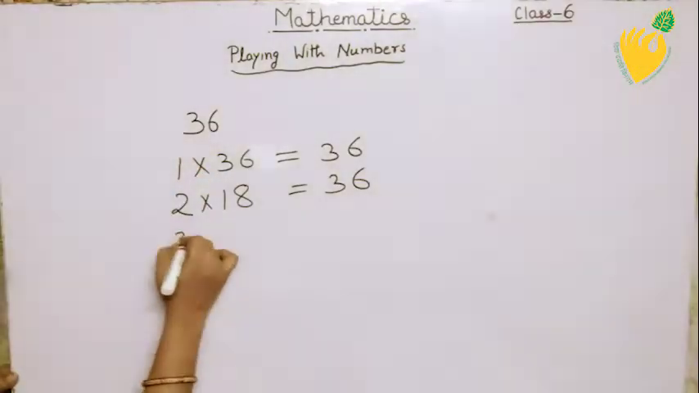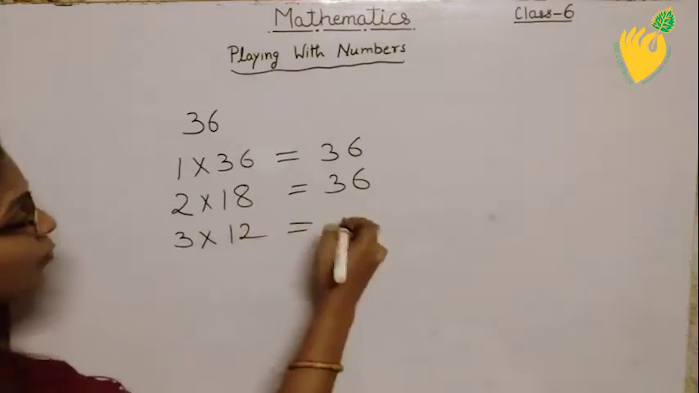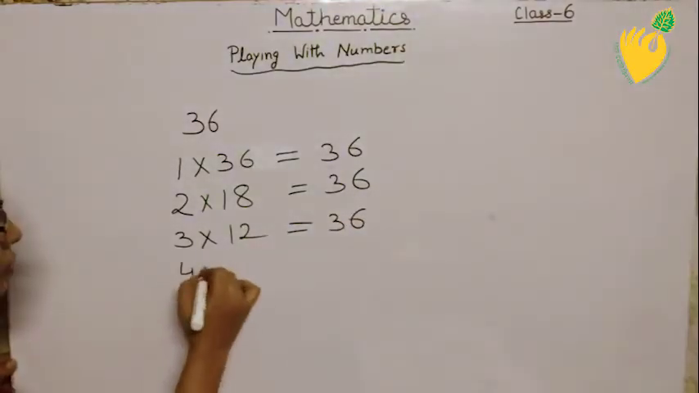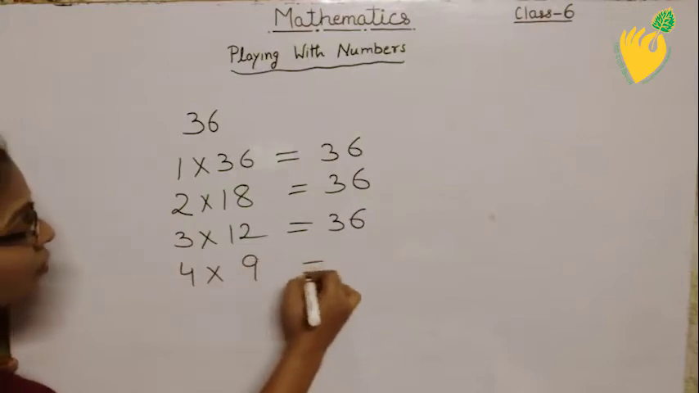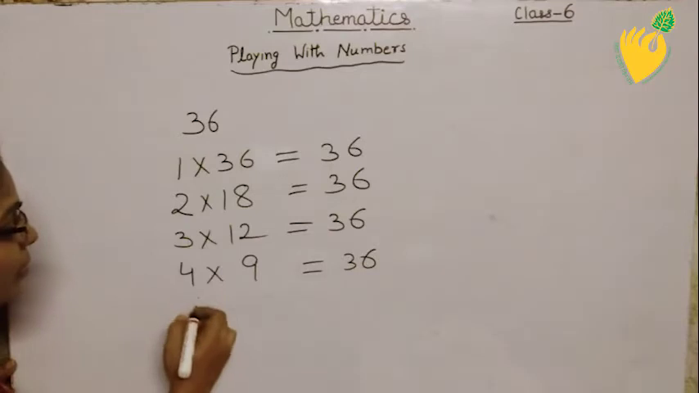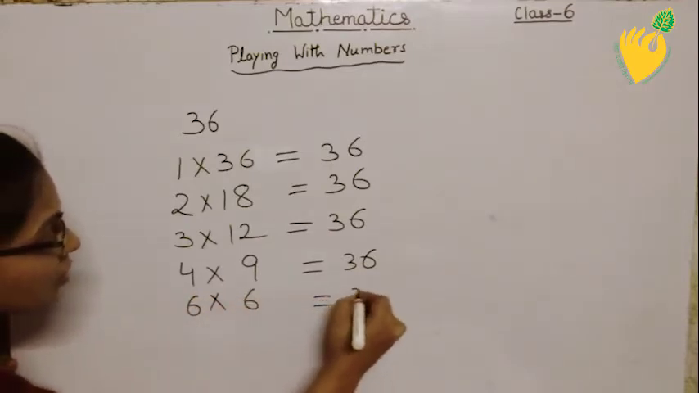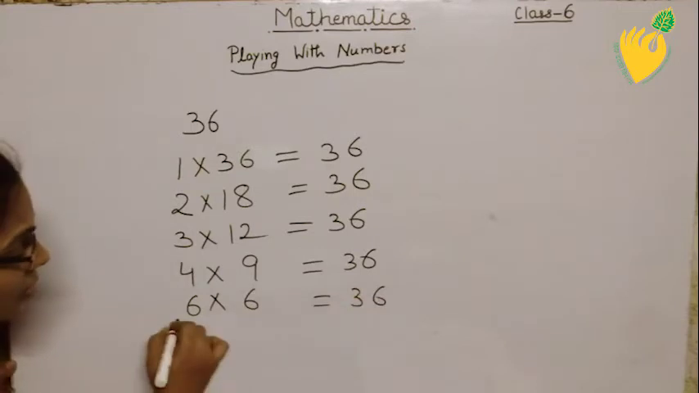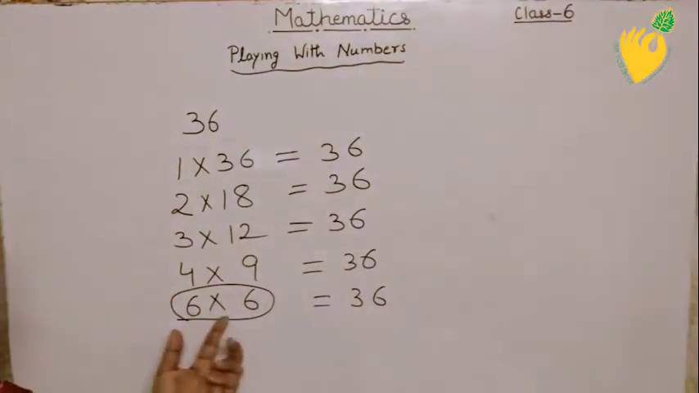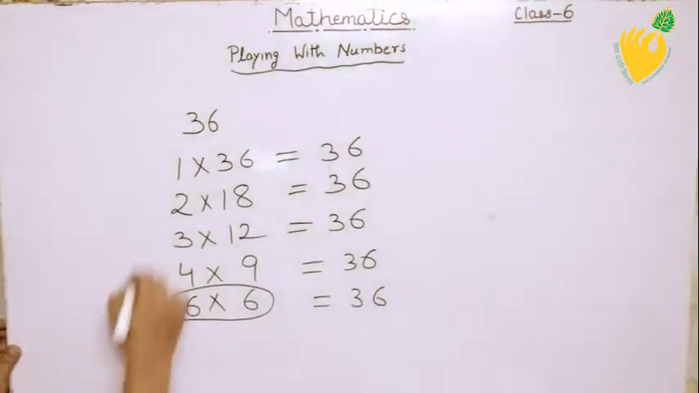Can you divide it by 3? Yes. 3 12s are 36. That is 3 and 12 both are the factors of 36. Again, you can divide it by 4, 4 into 9 is 36. And it is not divisible by 5. 6 into 6 is equal to 36. So here 6 is repeating twice. See, 6 into 6, 6 is 2 times.